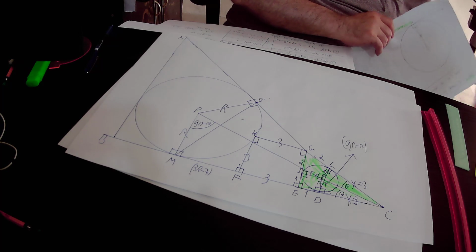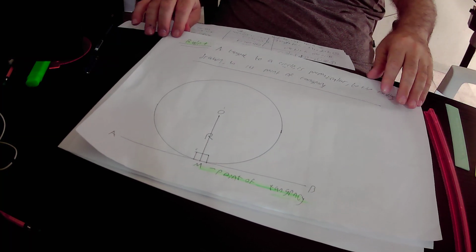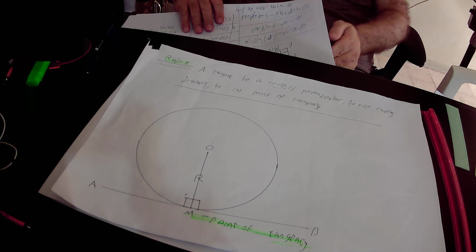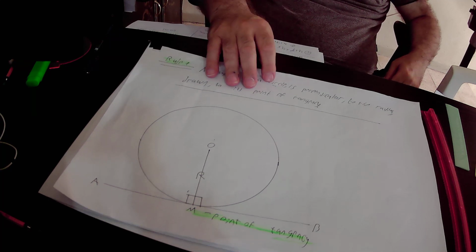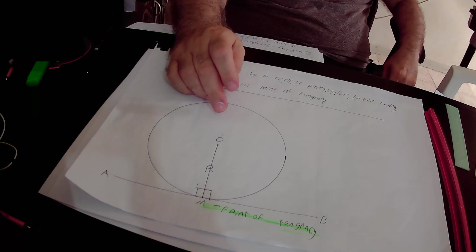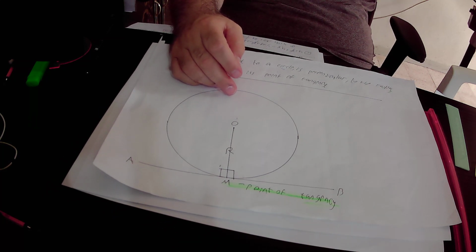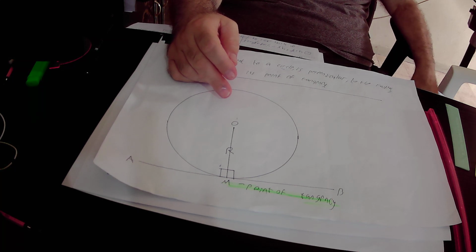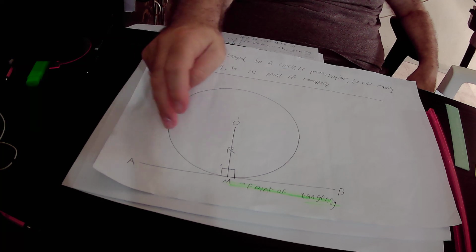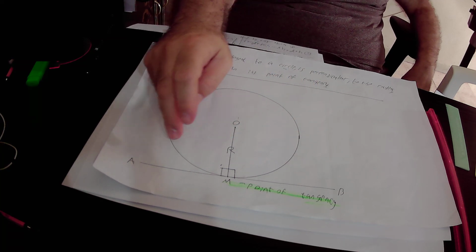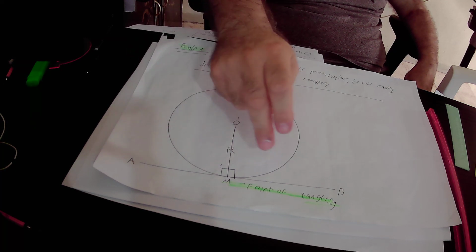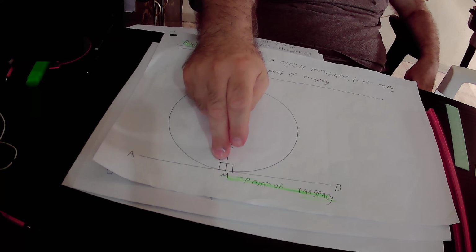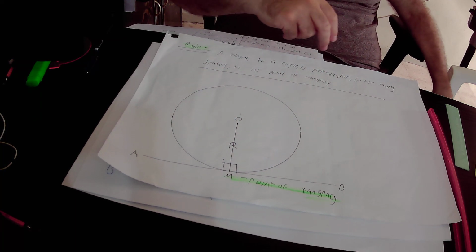The first rule that we used is that a tangent to a circle is perpendicular to the radius drawn to its point of tangency. Here we have the radius OM drawn to point M, the point of tangency of tangent AB with this circle. Tangent AB is perpendicular to the radius MO. So if AB is perpendicular to MO, this angle equals 90 degrees and this angle also equals 90 degrees, according to rule number 1.